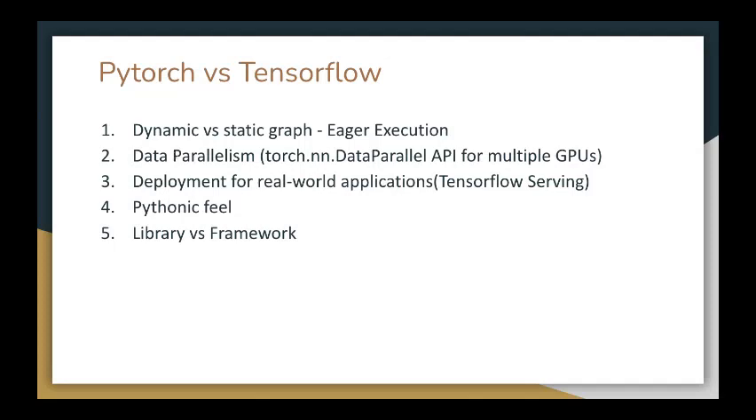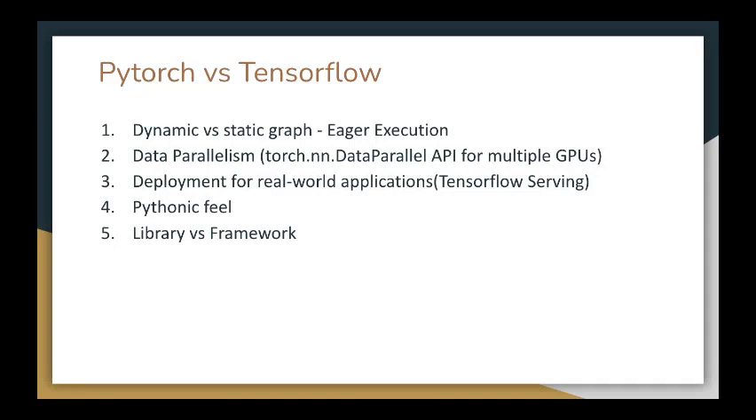The other is the concept of data parallelism, which means that if you have multiple GPUs with you, you can distribute your data amongst these multiple GPUs. PyTorch provides a ready API called torch.nn.DataParallel for multiple GPUs. You can do this in TensorFlow, but it is a bit difficult. There is no such API for it. So PyTorch wins in this regard.